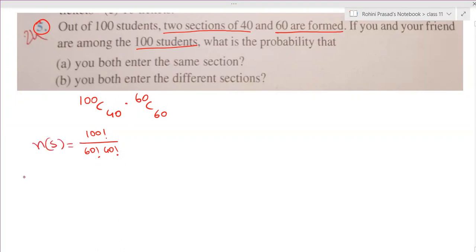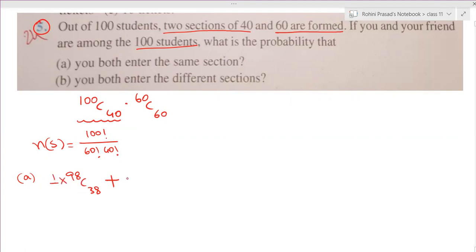But what is the favorable event? Both enter in the same section. Both enter in the same section means either you select both of them inside the 40 or don't select both of them inside the 40. Automatically they both will enter in the 60 section. So either include both in the 40 or exclude both from the 40. Either-or means plus. How many ways can you include both of them in the 40? Suppose you included both of them in the 40, from the remaining 98, you only need to select 38, because you decided to include both students, you and your friend, inside this. That you can do in one way.